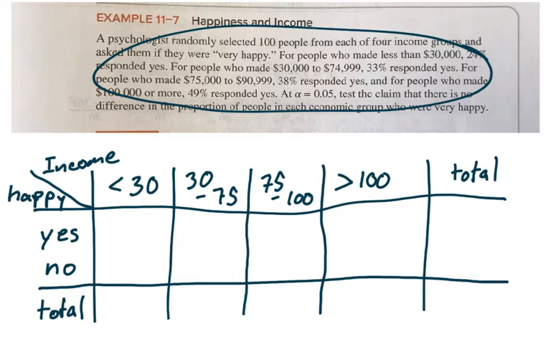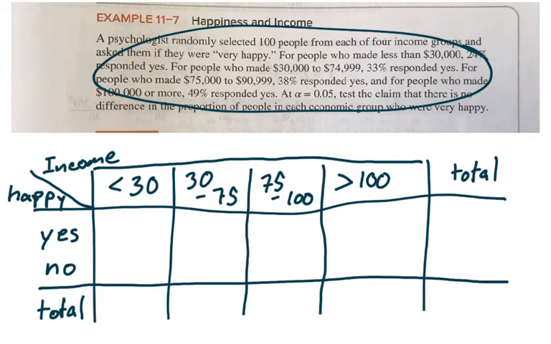So across the top, I've listed the income groups. I've just abbreviated these for the sake of simplicity. Notice that this one is technically between $30,000 and $74,999. So it's just less than 75, but we'll just say 30 to 75K, 75K to 100, and over 100K. All right, so those are the 4 categories, and we're going to test to see whether the proportion of people who are very happy is uniform across these.